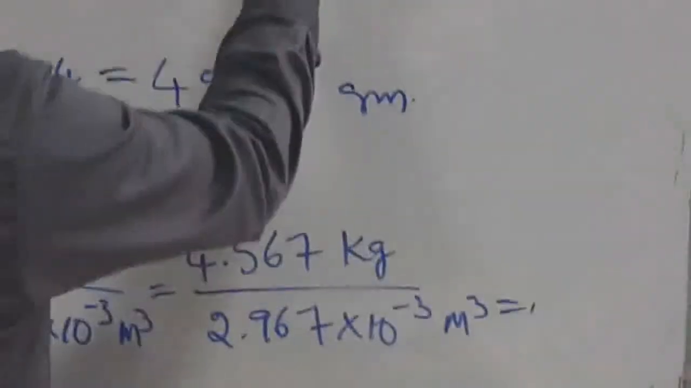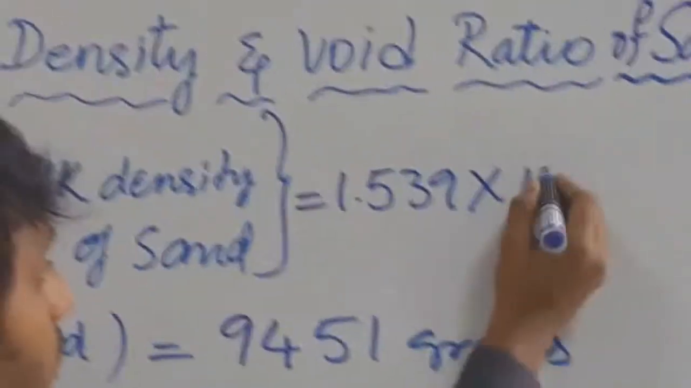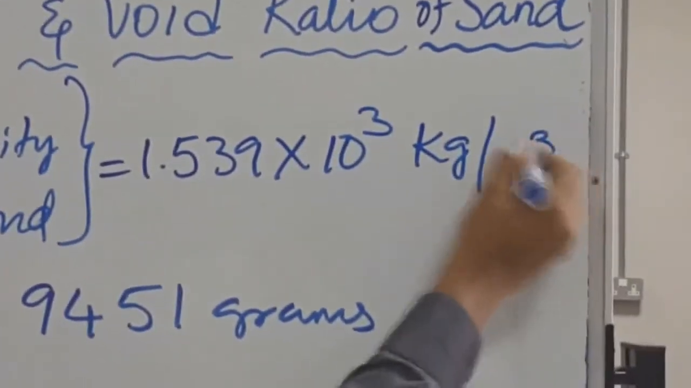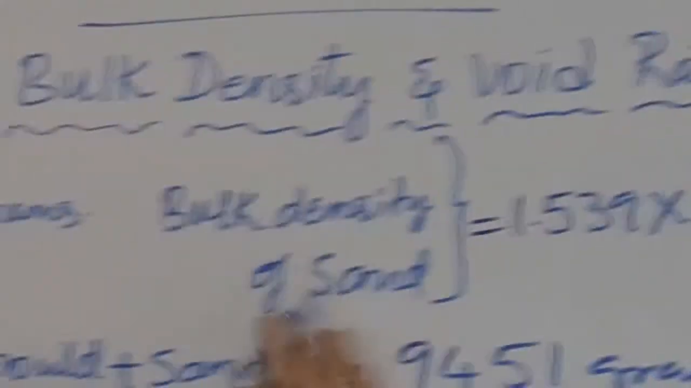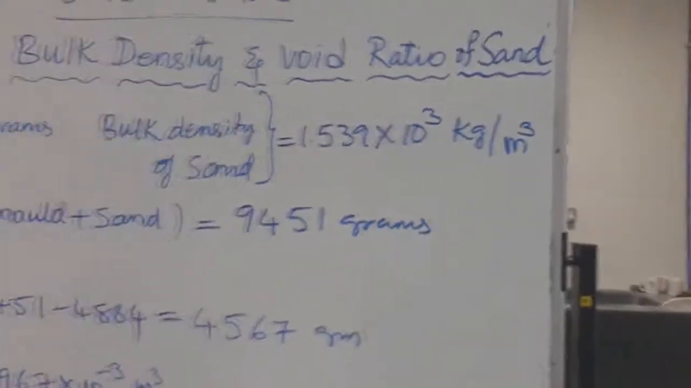So if you calculate this, you will get 1.539 into 10 power 3 kg per meter cube. So this is the bulk density of sand, 1.539 into 10 power 3 kg per meter cube.